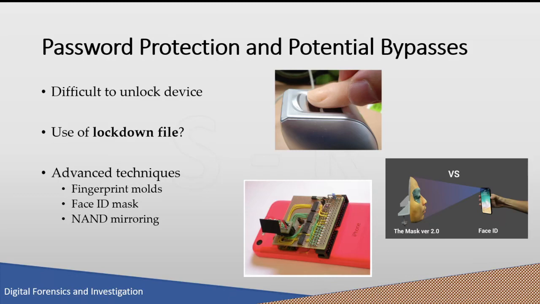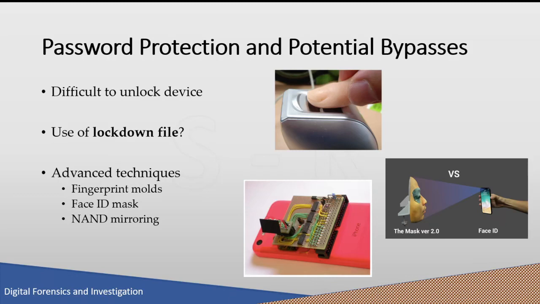There are some advanced techniques that exist. Those advanced techniques include fingerprint molds to trick Touch ID, masks to trick Face ID, and NAND mirroring to bypass passcode entry limits. The first technique was first demonstrated by Jason. He showed how to bypass Touch ID by lifting another person's fingerprint with a common mold material such as a dental mold or Play-Doh.